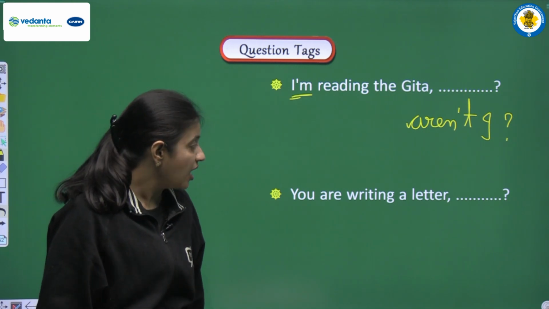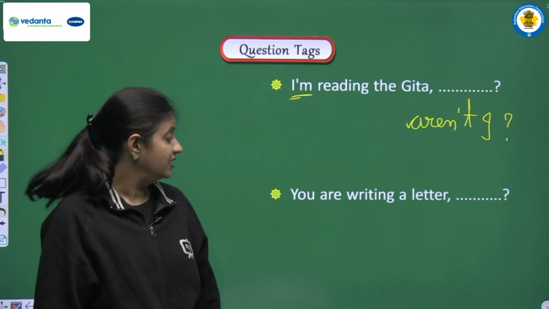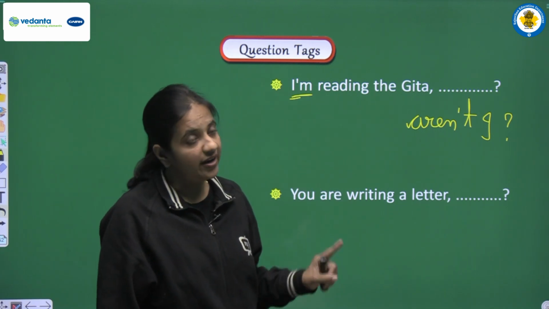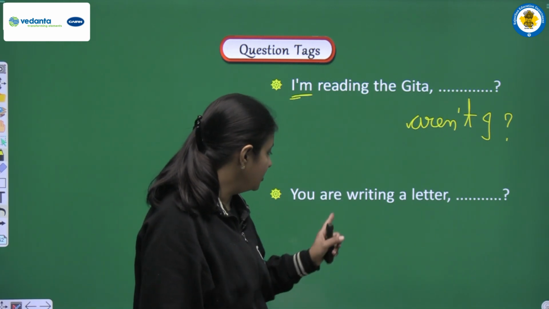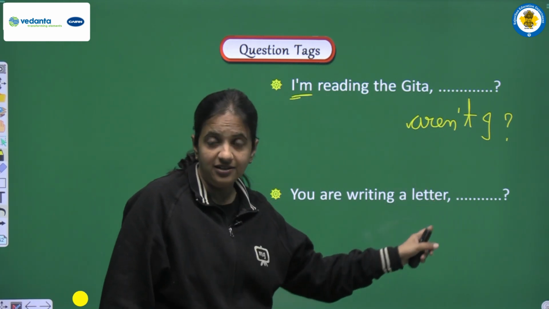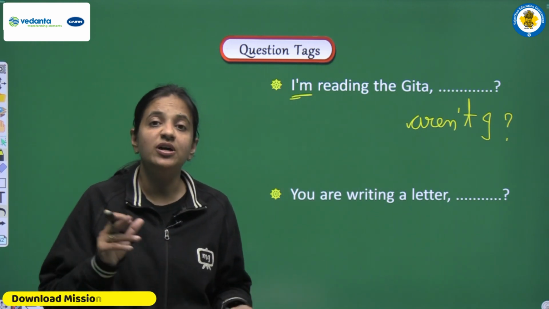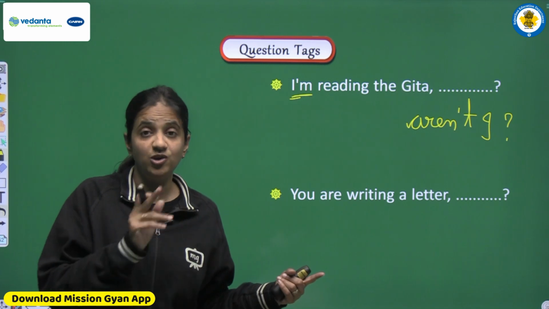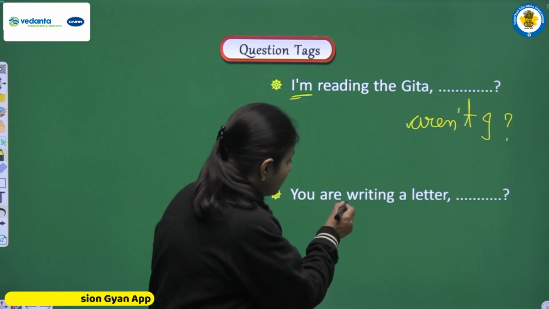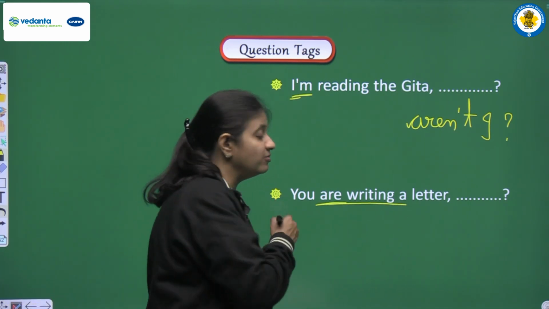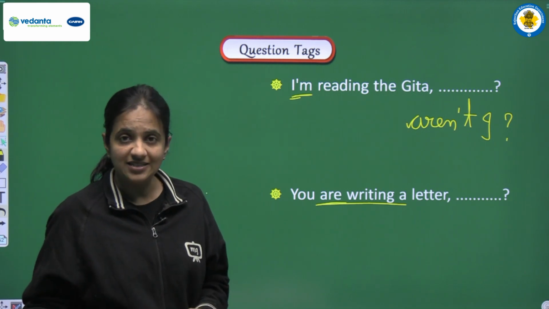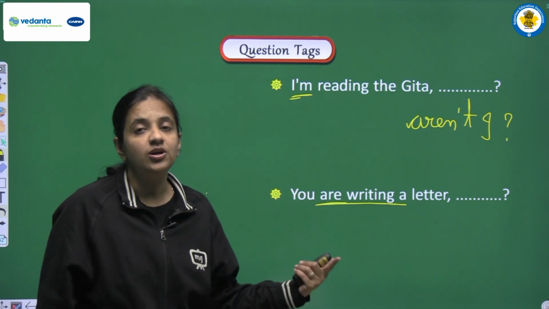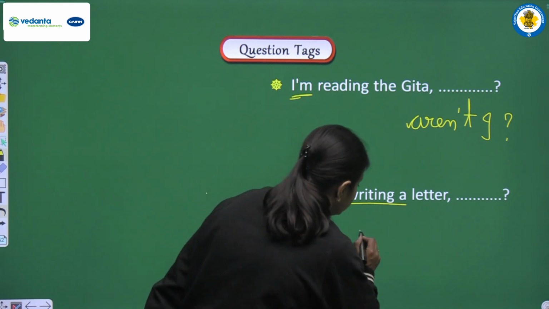Next one, you are writing a letter. So again we will observe whether the given statement is a positive one or a negative one. Here again we are having one positive statement, so this thing is clear that the question tag will be negative. Now we are having are writing, it means we are having present continuous tense here, and we will use the same auxiliary are plus not, and the short form will be aren't.